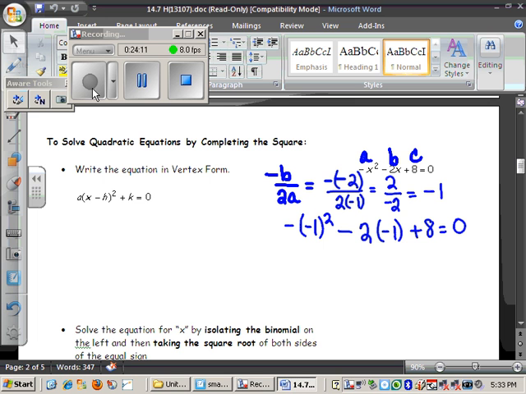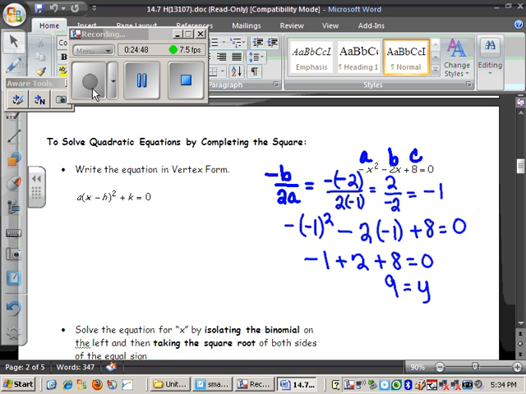Negative 1 squared would be positive 1, and then I'm going to take the negative of it, so it's going to be negative 1, and negative 2 times negative 1 is positive 2, so plus 2 plus 8 equals 0. 2 plus 8 is 10, minus 1 is 9. So my y is going to be 9. And I keep writing 0, but really that's my y value anytime I have a 0. So my y is 9. My x is negative 1, and my y is 9.